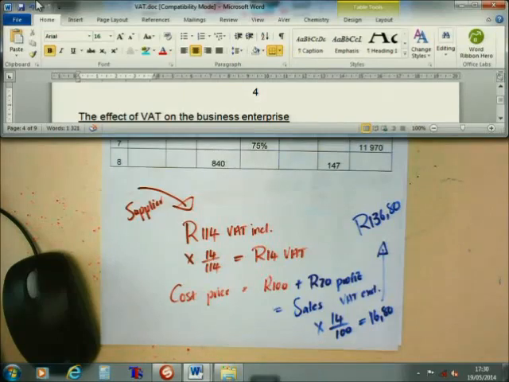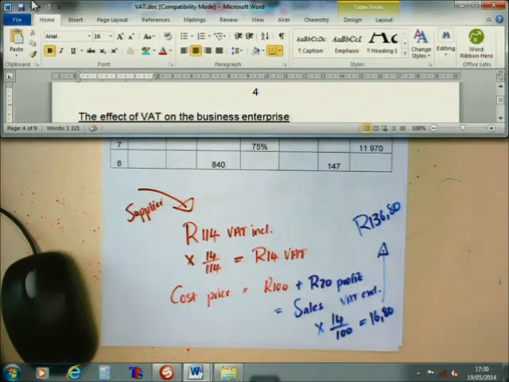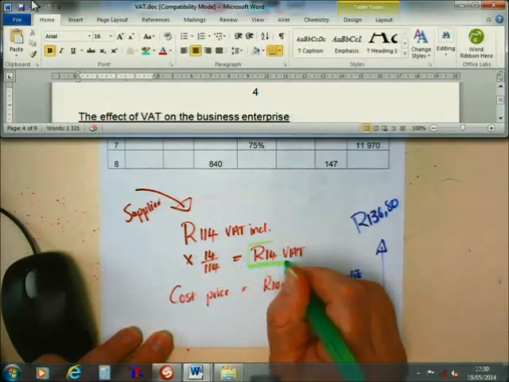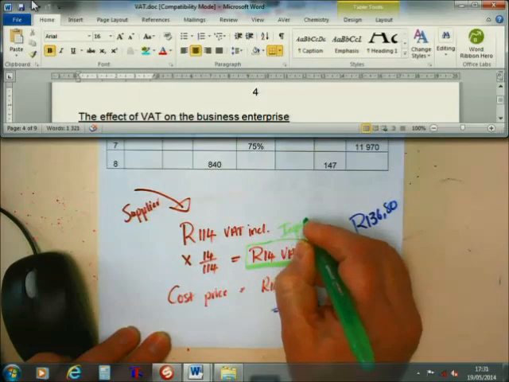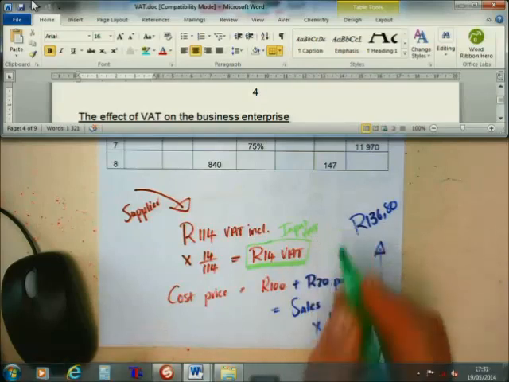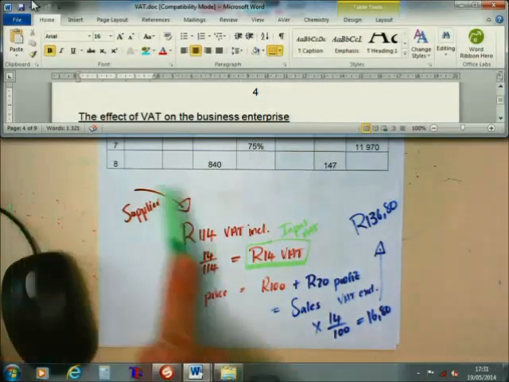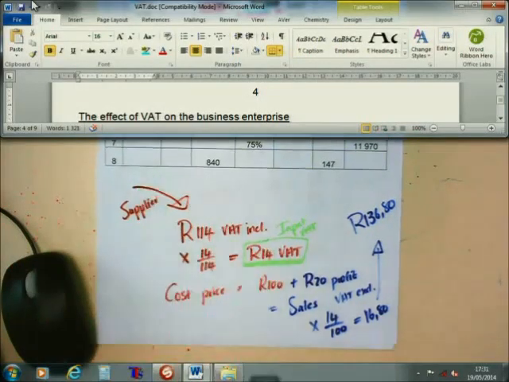Okay, whenever you bought, this 14 Rand VAT that we've got here, this VAT is your input VAT. Because you bought, the goods come in, so this is your input VAT. That you're going to pay to your supplier, and your supplier must pay it over to source.